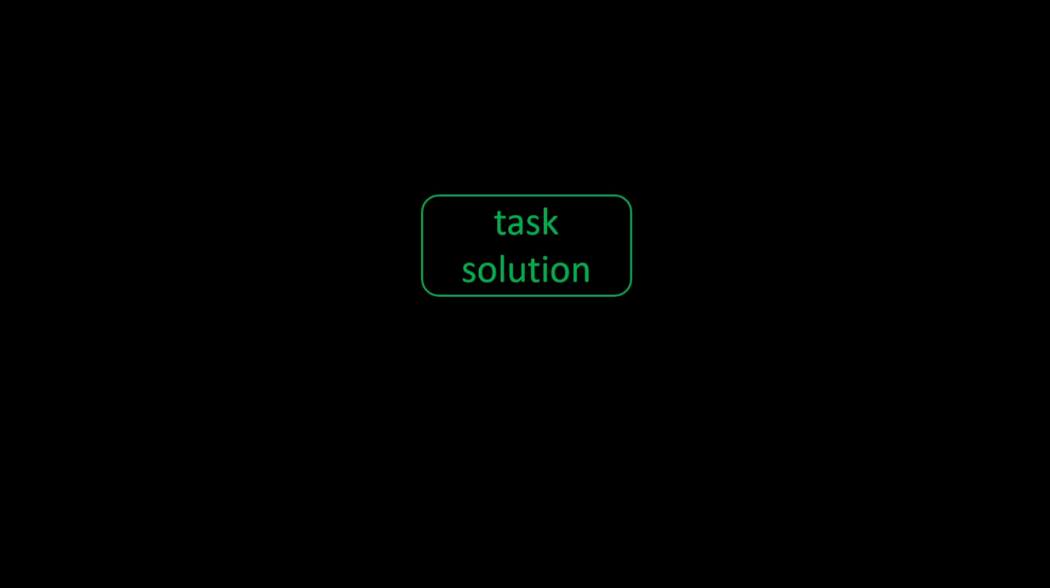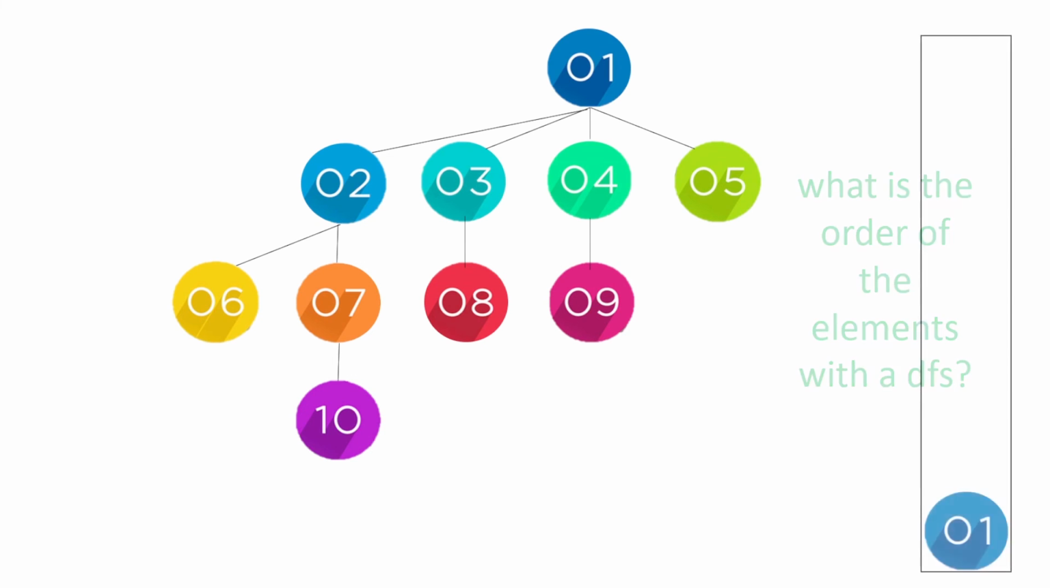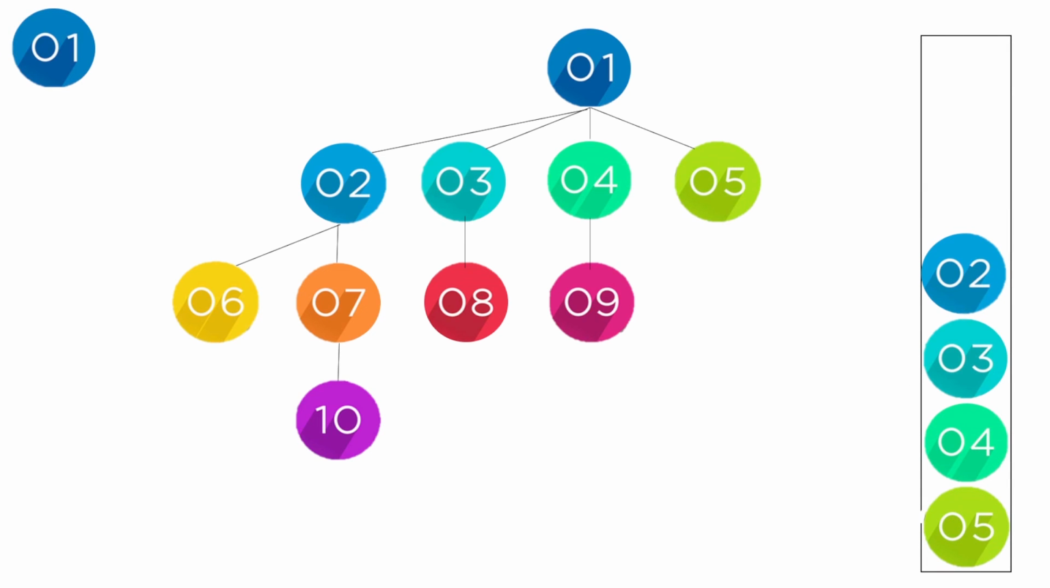Let's have a look at the solution to the task. Here we had our example tree. Now what order will the elements be visited in? So we start off with 1, and then we put in the child nodes in reverse order. So now we're going to pop 2.